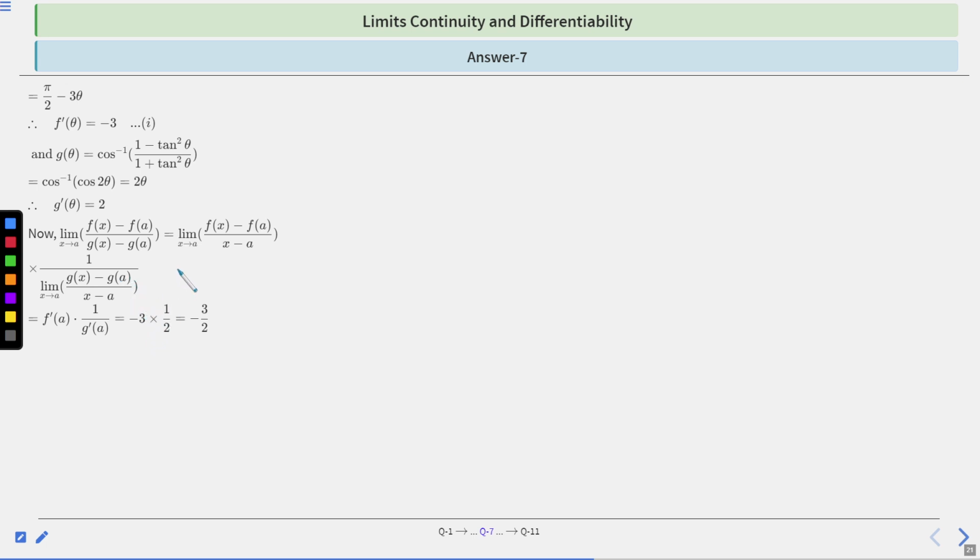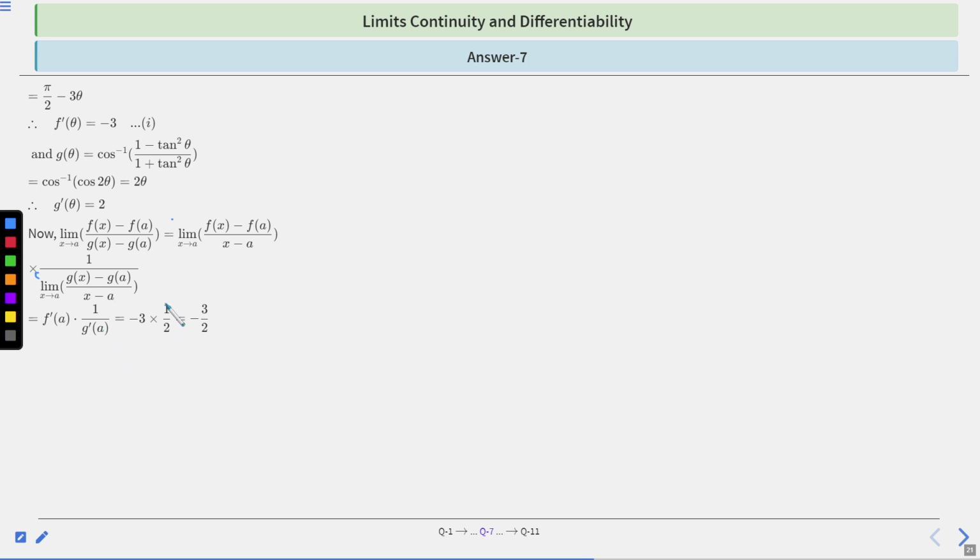It can be written like this. We have divided and multiplied by x minus a, right? In the numerator we have divided by x minus a, and in the denominator also we have divided by x minus a. Clear? Now see, limit x tending to a of f(x) minus f(a) upon x minus a is basically f dash a, right? And limit x tending to a of g(x) minus g(a) upon x minus a is basically g dash a. Clear? So f dash a into 1 by g dash a.